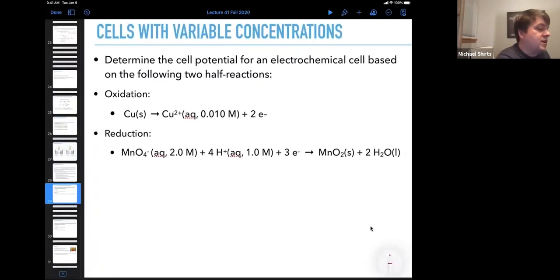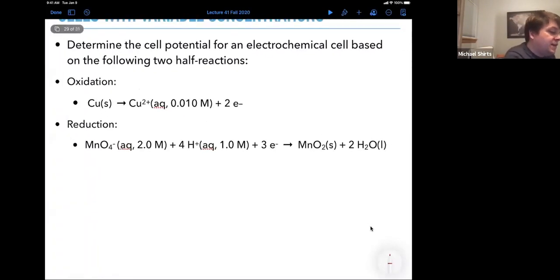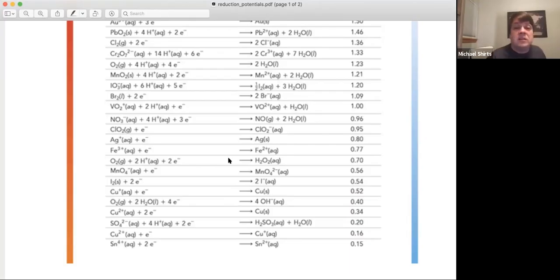We'll be using the equation that E cell, that's what we need to calculate, is going to be the standard state cell potential minus RT over nF times log Q. And so in this case, we can get E standard state for the cell. So let's look at the chart.